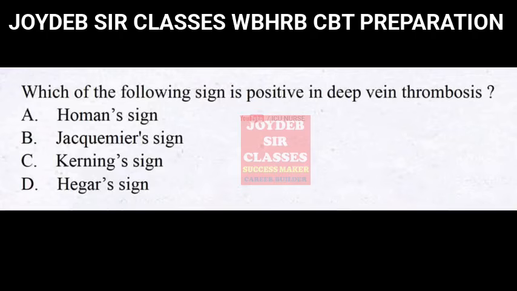Which of the following sign is positive in deep vein thrombosis? A. Homan's sign. B. Jacquemier's sign. C. Kernig's sign. D. Hegar's sign. And the correct answer is A. Homan's sign.